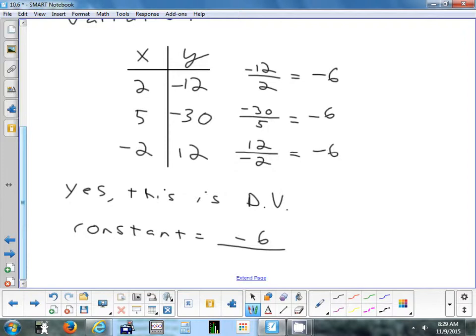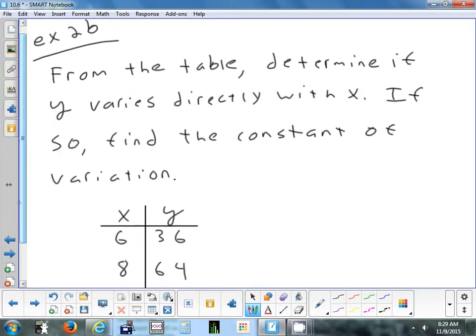All right, so a little bit easier than the last type. You don't have to do any algebra. Just got to do some arithmetic. Okay, why don't you guys try this one on your own? It's on the back side.